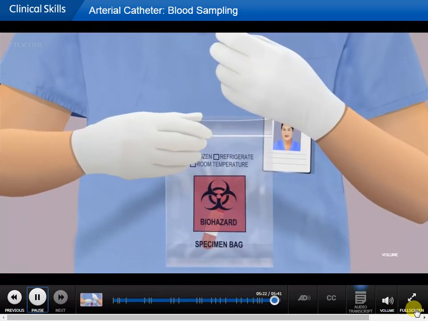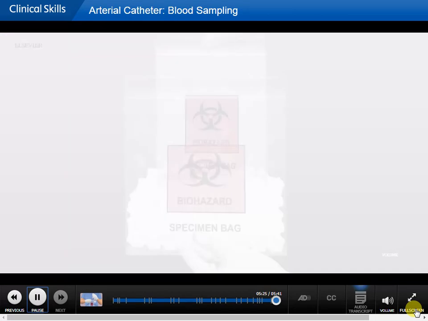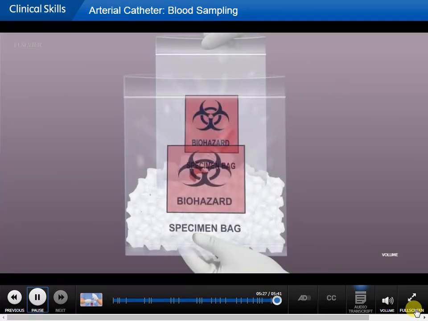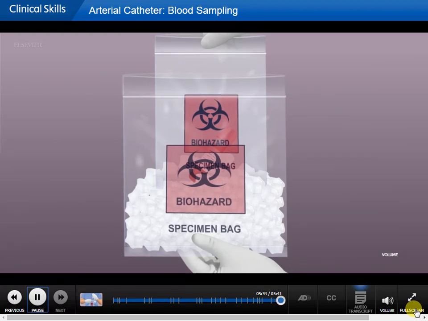Prepare the specimen for transport. Place the labeled specimen in a biohazard bag. If the specimen requires ice for transport, place the specimen in a biohazard bag, then place the bag with the specimen into a second biohazard bag filled with ice slurry. Immediately transport the specimen to the laboratory.